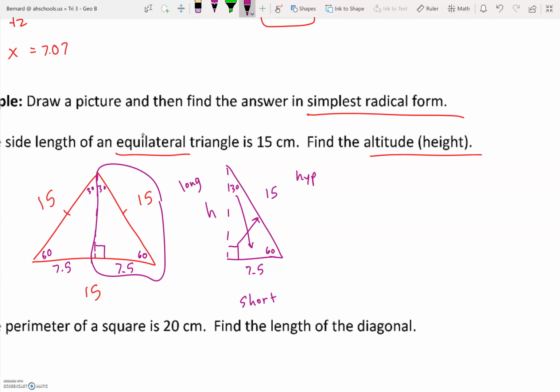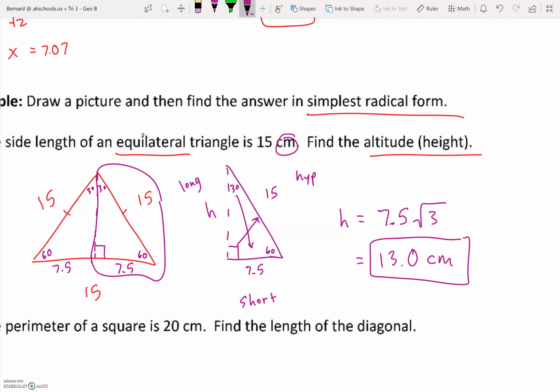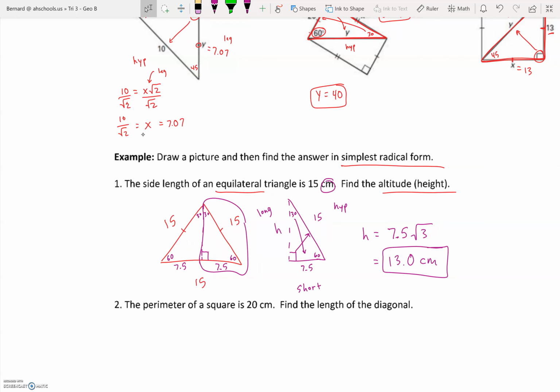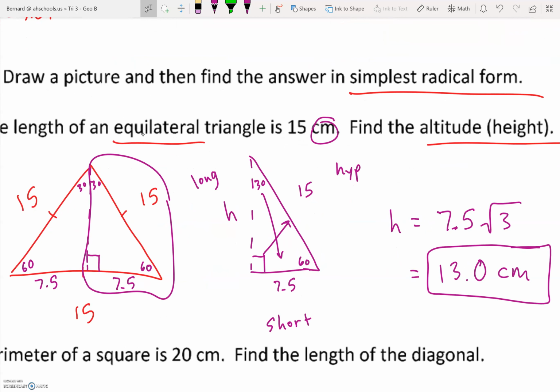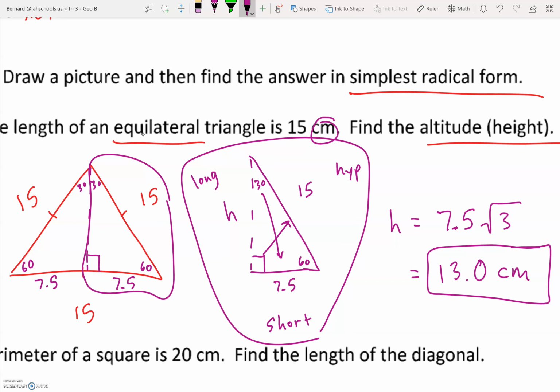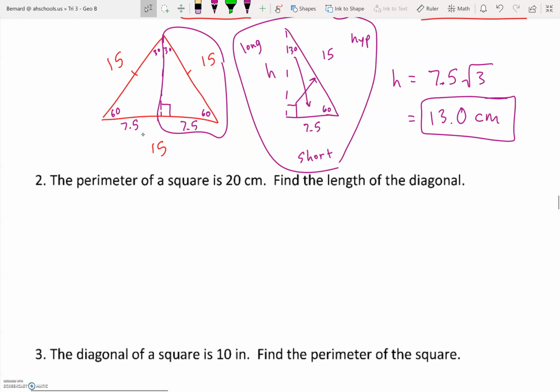The long leg is the one that always has the square root of 3 attached to it in a 30, 60, 90 triangle. And so our h is simply our short leg, which is 7.5, with the square root of 3 attached. And so if you type in 7.5 times the square root of 3 into your calculator, it'll tell you roughly 13.0. And then the units are centimeters. And so that is the answer for the height of our altitude, or the height of this triangle. And by drawing that height of the triangle, it turns our equilateral triangle again into a 30, 60, 90 triangle. And we can use the 30, 60, 90 relationships. All right, now let's work with a square.